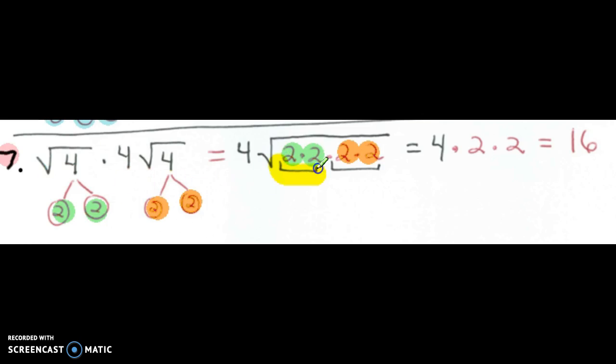I'm looking for sets of 2's to come out. There's a set of 2's, so that's where that 2 came from. Take that set out. That's where that 2 came from. This 4 is not under the radical, so it stays not under the radical. And I multiply them all together, and this is what I get.